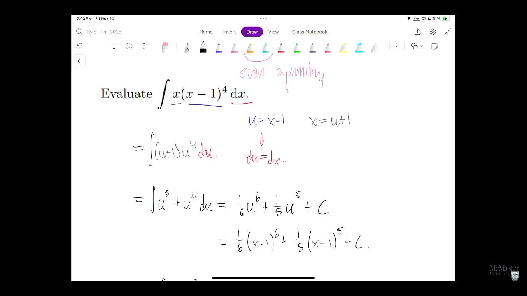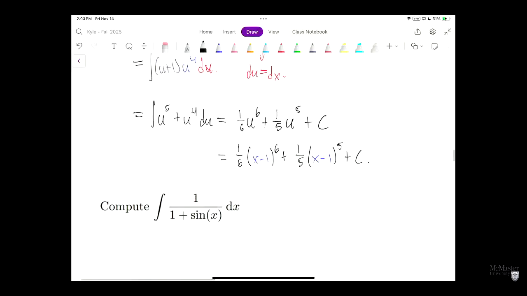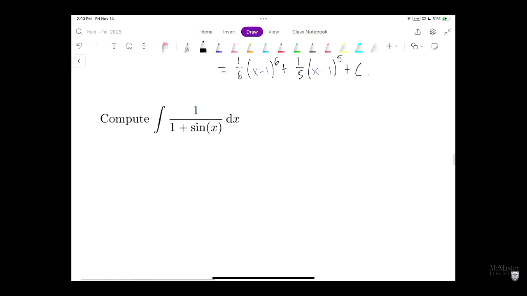Okay. All right, let's try another one. Let's keep going. So let us compute the integral of 1 over 1 plus sine of x. You can take 30 seconds to do this one.